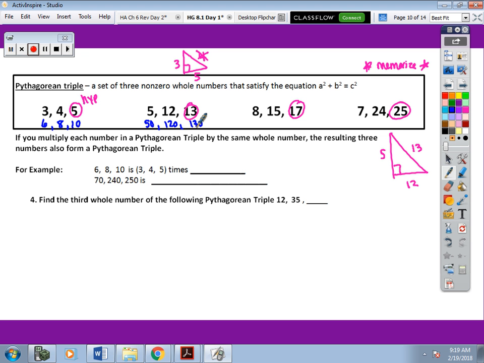Okay. So down here it says, if you multiply each number in a Pythagorean triple by the same whole number, the resulting numbers also form a triple. So 6, 8, 10, just like I talked about here, is a 3, 4, 5 times 2. The 70, 240, 250 would be this one times 10.